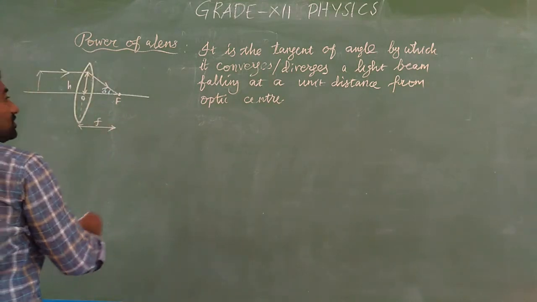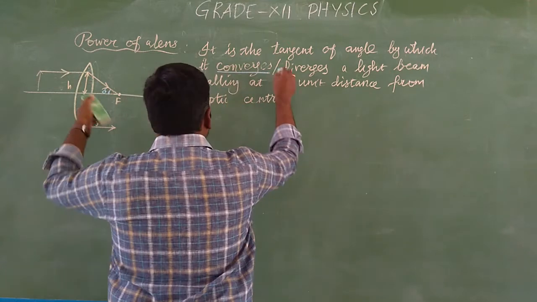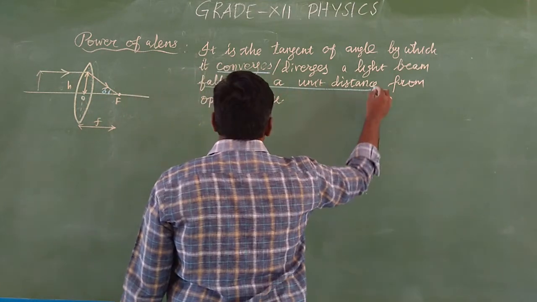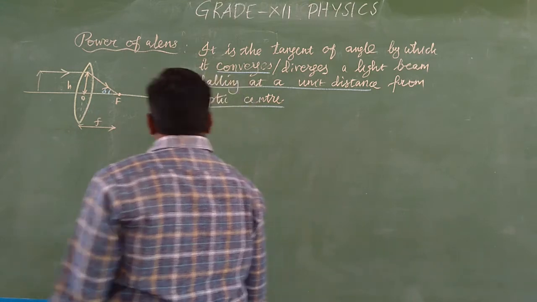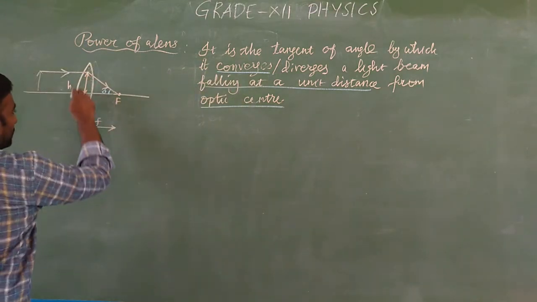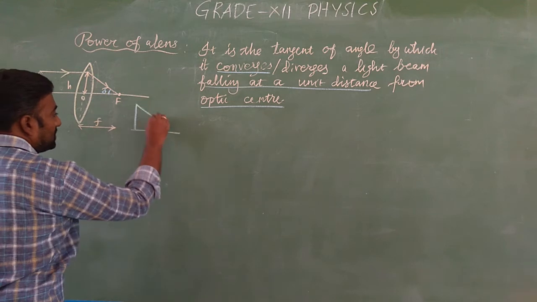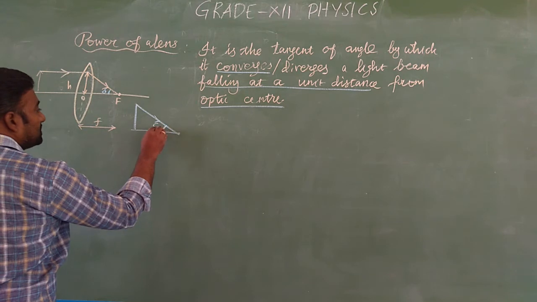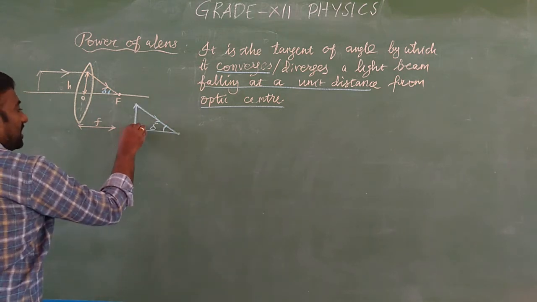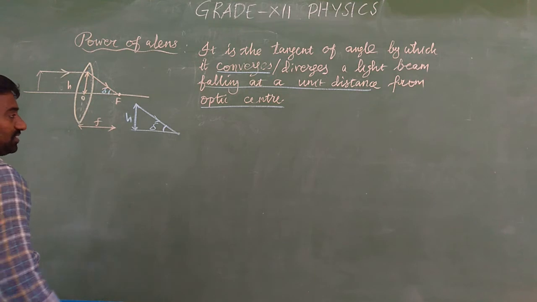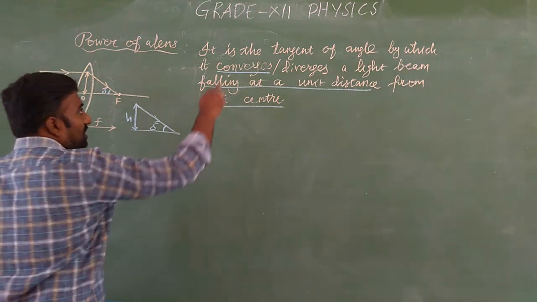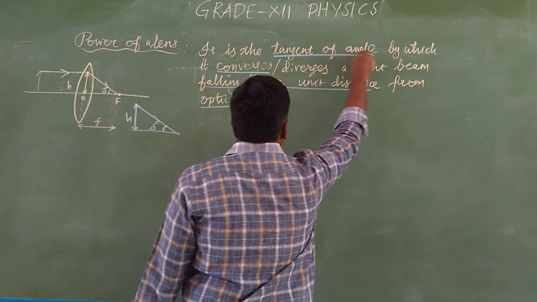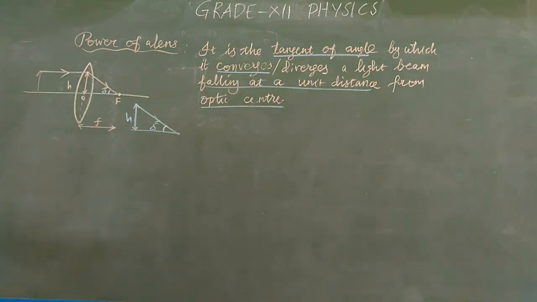Okay. So the light is converged in this case, and it's falling at a unit distance from the optic center. Here it makes an angle. So it's a right angle only, no? In this right angle, the convergent ray that makes angle to the principal axis is delta, and h is the height of a unit object. We already know it is a tangent of angle.